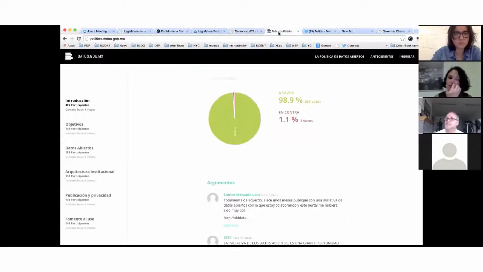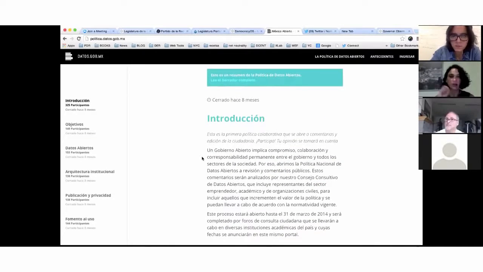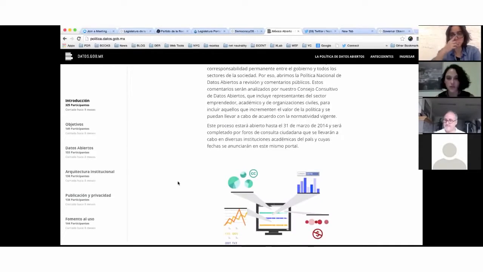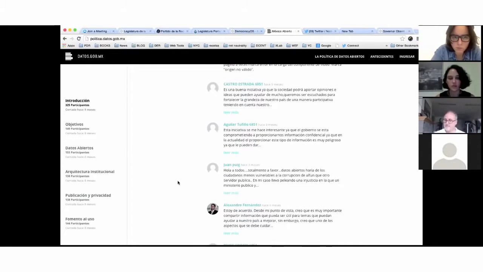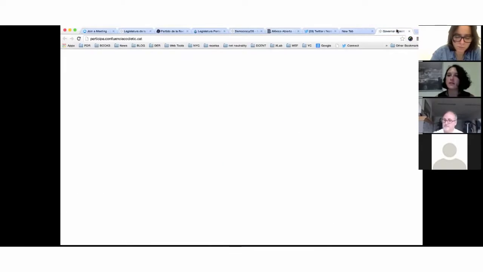So this, for example, is an example of the Mexican federal government, the national digital strategy for Mexico. They used DemocracyOS to open up a discussion about their open data policy. Basically, they explained how their open data policy was built, and they took comments and suggestions from the citizens. Those comments were then taken into account when they wrote the final decree of their open data policy.